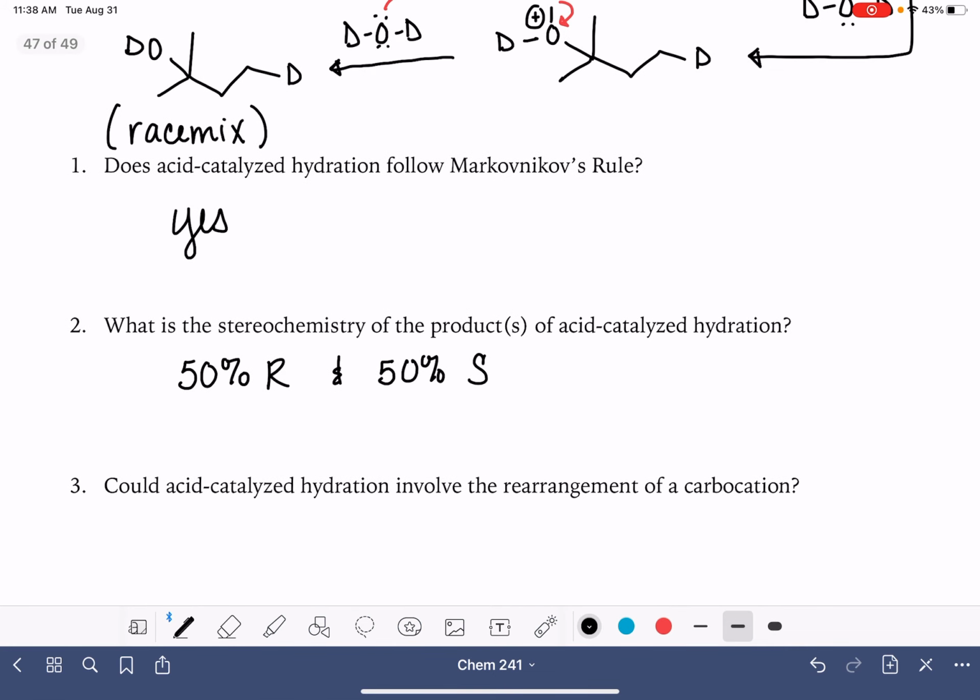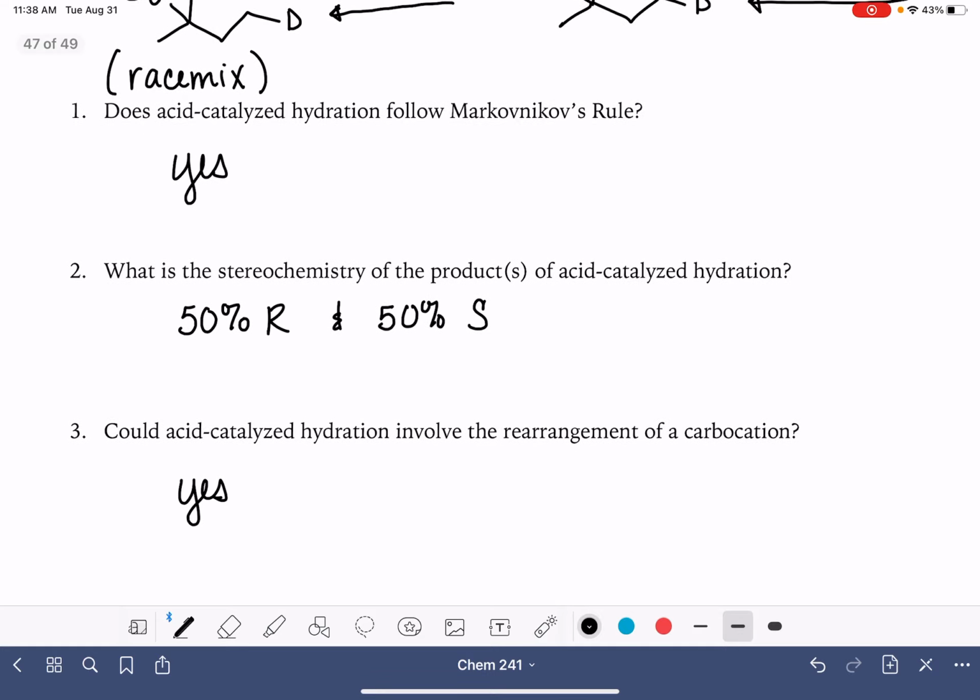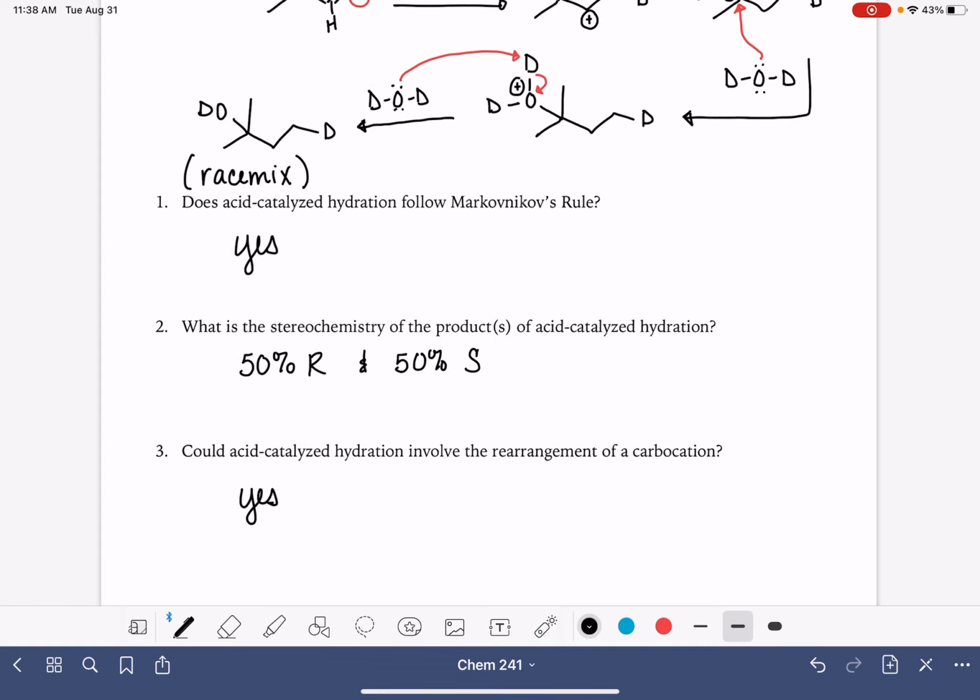Could this involve the rearrangement of a carbocation? Yes, we saw. Anytime there is a carbocation formed, then absolutely yes, we always want to think about rearrangement.